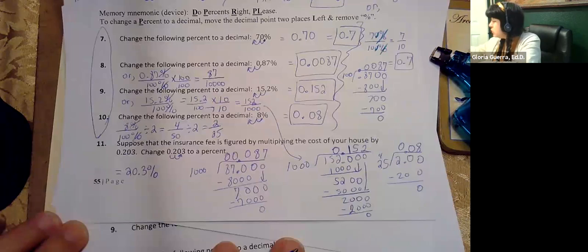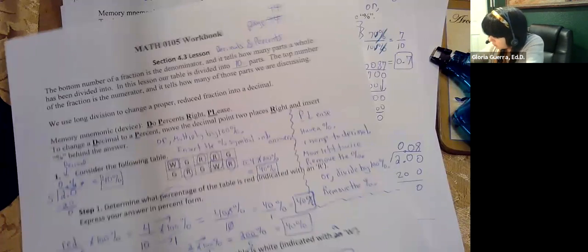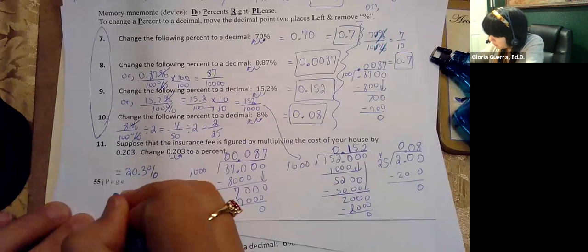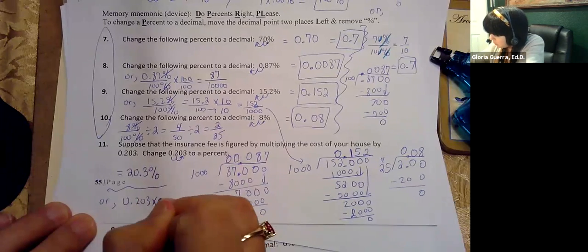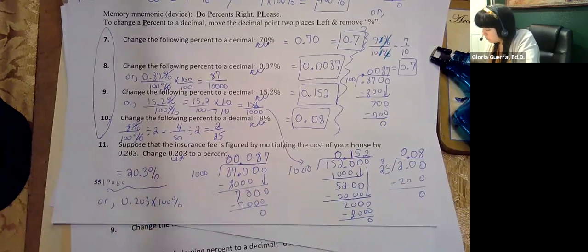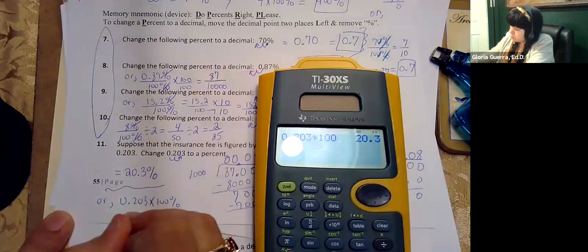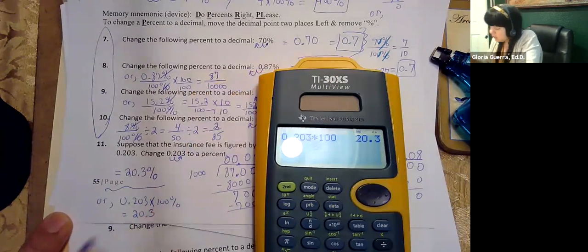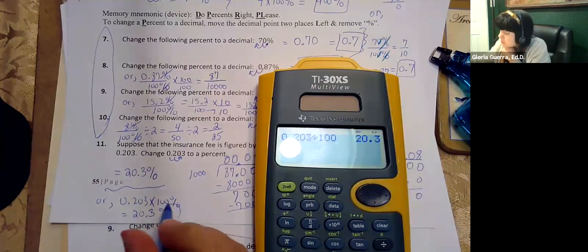So you can do that, do percents right, or you could multiply by 100%. So you could take 0.203 and times 100%. So 0.203 times 100 is 20.3 and then percent. We get the same results.